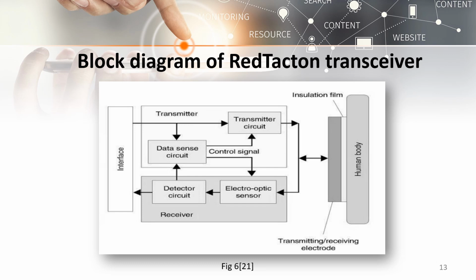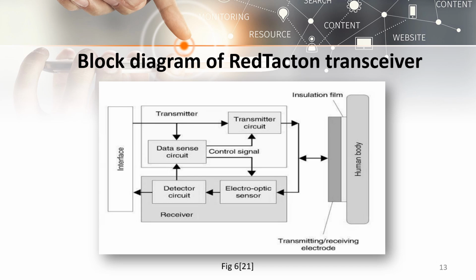The data sync circuit senses the signal, and if the data is present, it sends control signals to the transmitter, which activates the transmitter circuit. The transmitter circuit varies the electric field on the surface of our body. This change in the electric field is detected by the electro-optic sensor that is present in the receiver module.